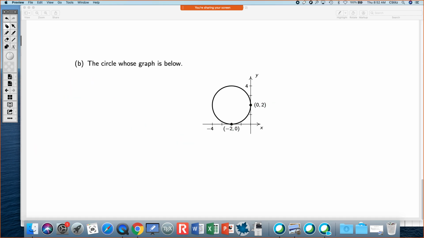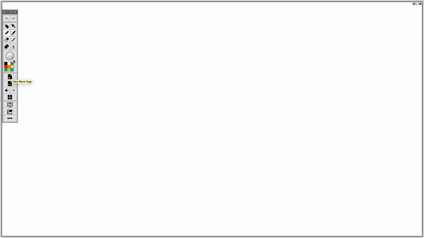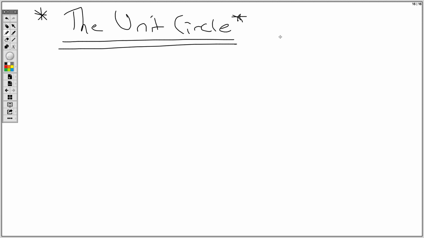Now, let's talk about sort of the origin circle here. So let's talk about a very special circle called the unit circle. The unit circle is so important, we have a whole course dedicated to it. So if you go on to trigonometry, you're essentially studying the unit circle. What is the unit circle? We see the word unit in here. So in mathematics, unit means something having to do with 1.